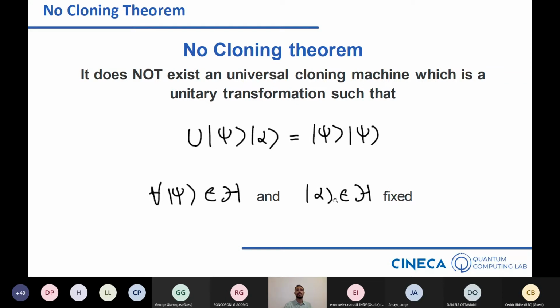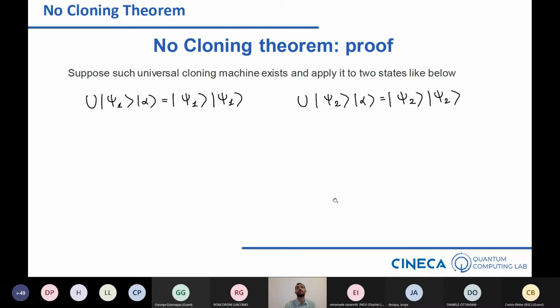Why is this not possible? The mathematical proof is quite easy, and it goes by contradiction. Suppose that such a universal cloning machine, such an operator, exists, and apply it to two states as shown here. We apply the operator U to the state psi1 with alpha as a blank in order to obtain two copies of psi1. We do the same thing with psi2, which is a different quantum state.